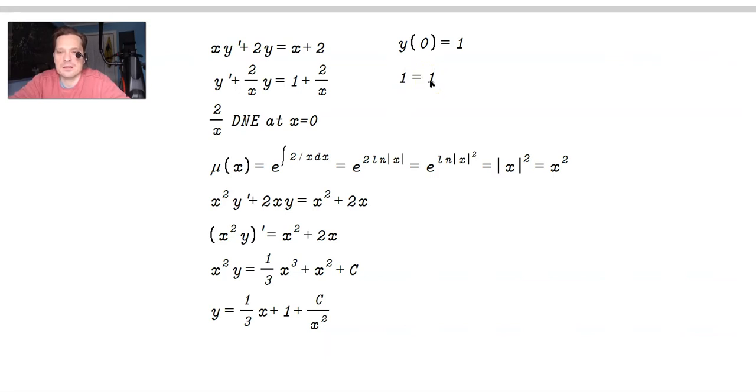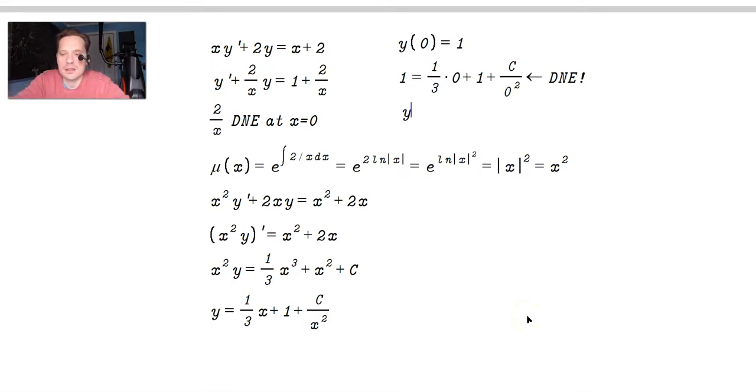So 1 is equal to 1/3 times 0. That's no problem, the first term. 1/3 times 0 is 0, plus 1, no problem. But then you have c over 0 squared. This term, this is DNE, doesn't exist. You see, that's not allowed. So y of 0 equals 1 has no solution, apparently.